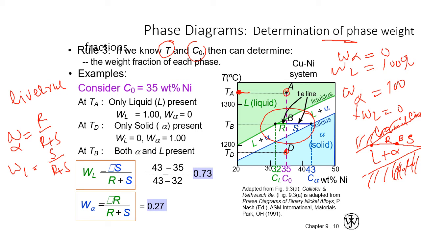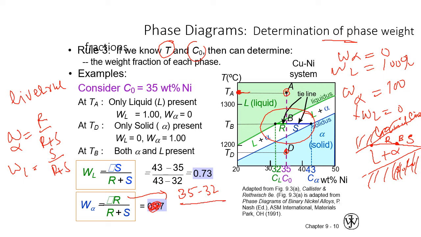R is basically the distance from point B up to the liquidus line, on the composition x-axis distance. So you will see that the R distance is basically here 35 minus 32, right? 35 minus 32, so it is basically 3. R is 35 minus 32 divided by, and what is R plus S?